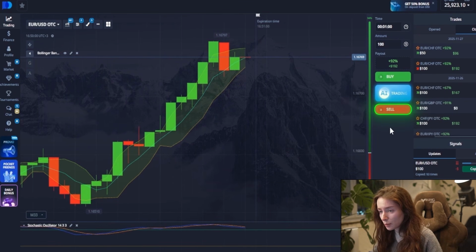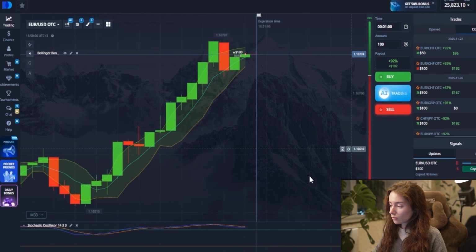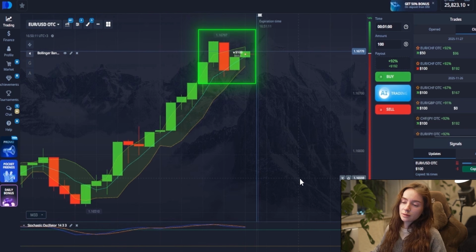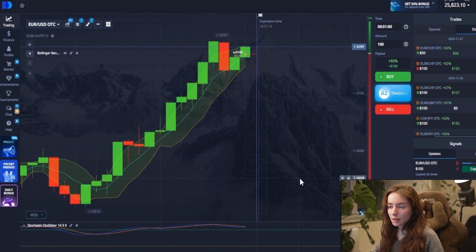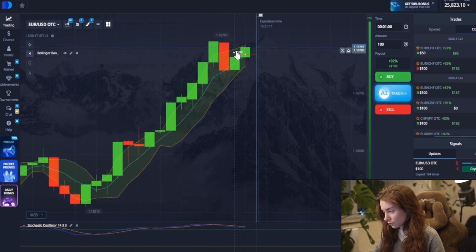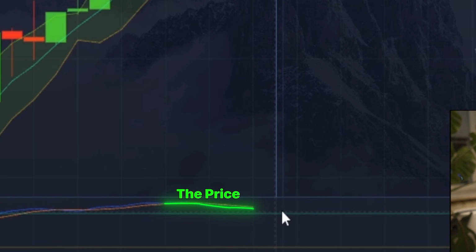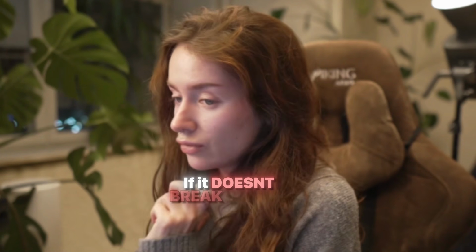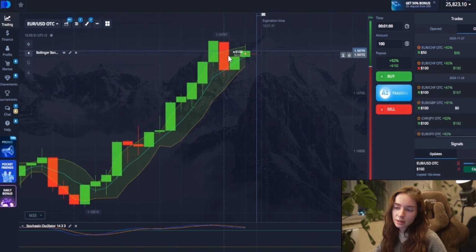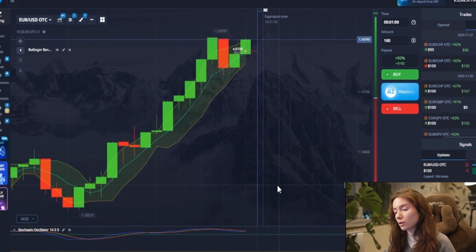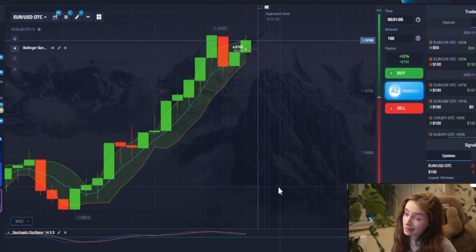So we set it up, open it, and wait for the result. Here you can see the price touching the upper band. Again, if it doesn't break higher, that's a good sign. For now, we are waiting. There's still plenty of time. I think the price won't go above this level and will start to fall, judging by the indicators.